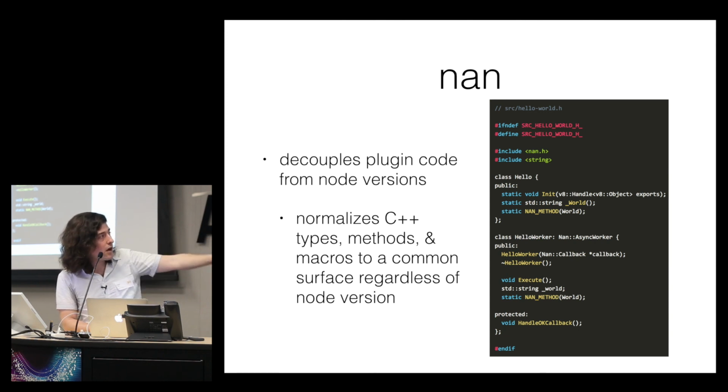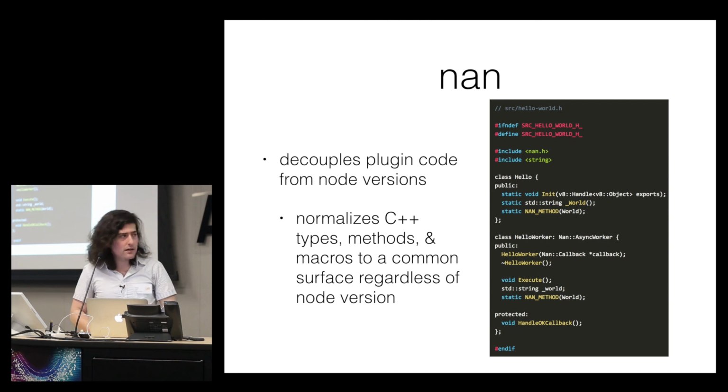So this is an example of a C++ header file that is using a bunch of nan macros, such as the nan method there, the nan types of the callback, and I believe, yeah, it includes nan.h up at the top.